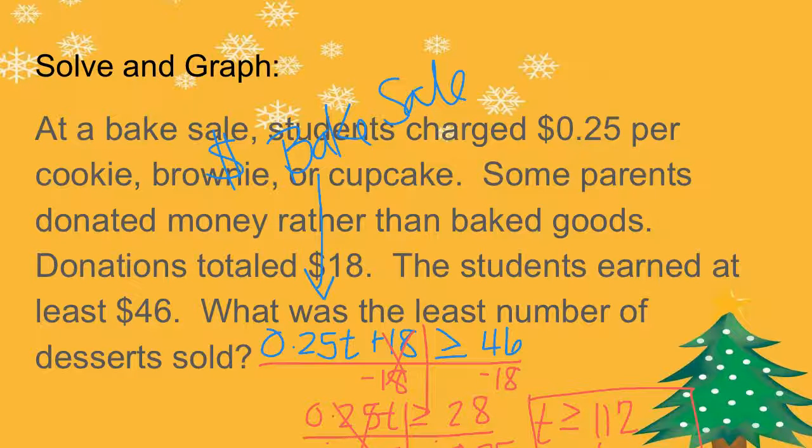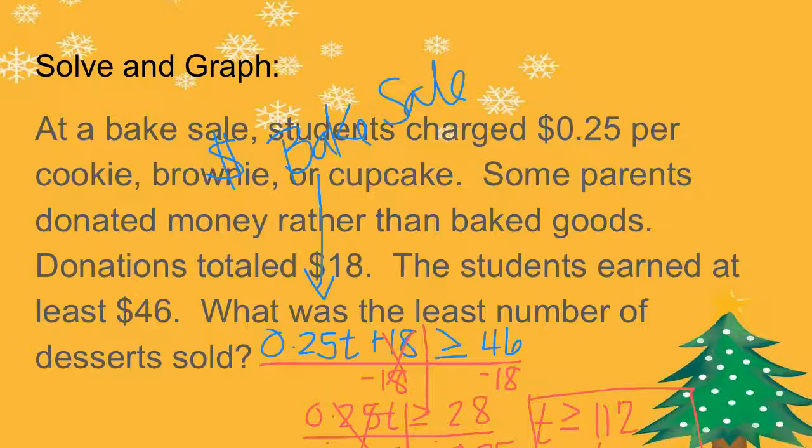So when I was thinking through this problem, I know that they were going to make 25 cents for every treat, and they had $18. So on one side, we're talking about the money for the bake sale. That's the 25 cents times the treat plus the $18 donations, and that was at least. So that means it could be equal to, or it could be more than the $46.